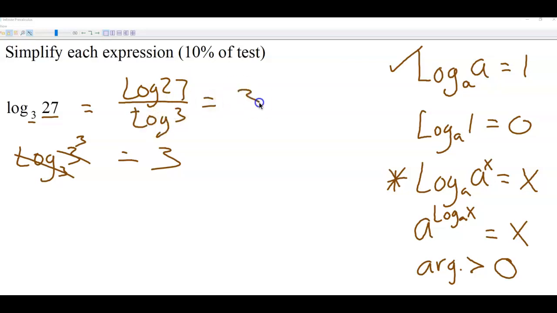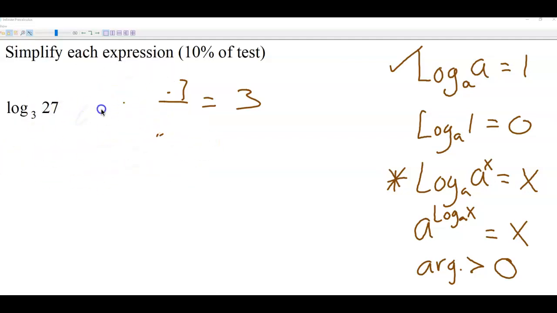But I would like you guys to be able to do it without a calculator as well, because that allows for some flexibility that's helpful in solving problems quickly later on. But either way works. All right, let's continue.